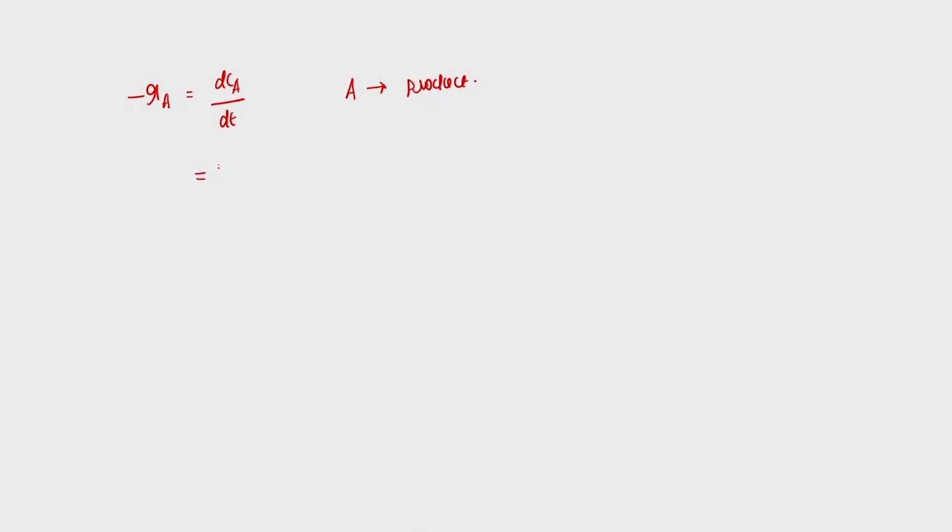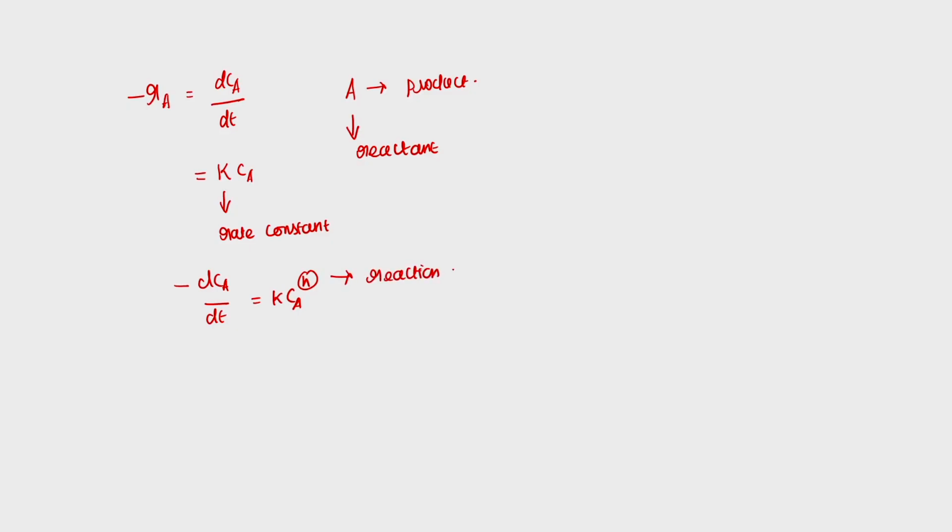This also can be written as k into CA, where k is the rate constant and CA is the concentration of the reactant. Normally the reactant depletes, so that is why there is a minus in front of rA. Normally we combine this as minus dCA/dt equals k into CA power n. This n we call the reaction order, or order of the reaction.